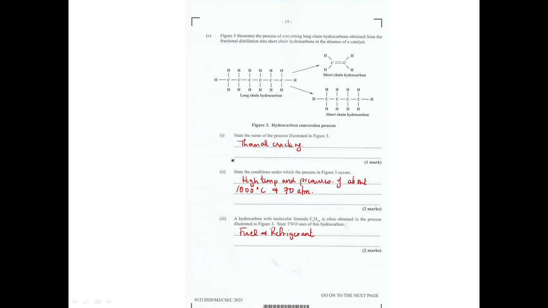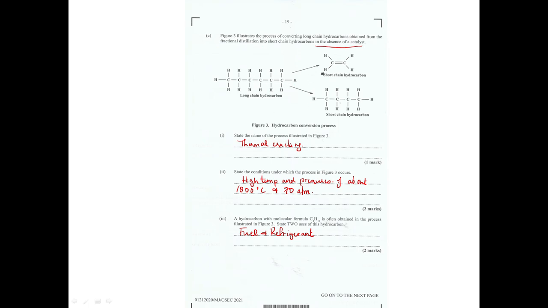Now we say Figure 3 illustrates the process of converting long chain hydrocarbons obtained from the fractional distillation into shorter chain hydrocarbons in the absence of a catalyst. That's very important that they write in the absence of a catalyst. So there's no catalyst causing this change. So it says state the name of the process illustrated in Figure 3. Alright, so I mean, this is cracking.